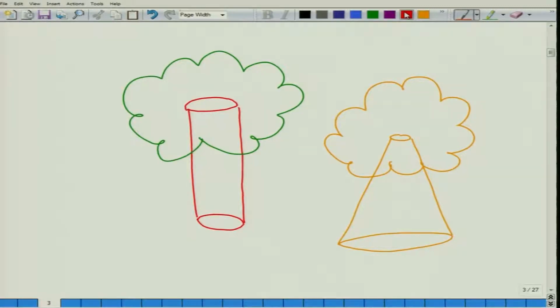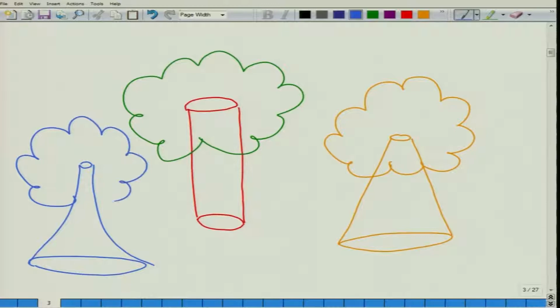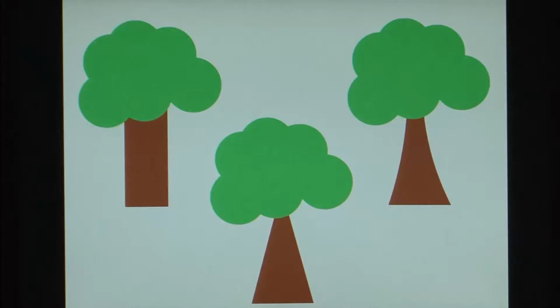Or maybe some other shape, say a shape like this, the frustum of a paraboloid, that could describe the shape of a tree. So, which one of these is the best description of a tree shape? Is it cylindrical, is it conical, or is it maybe in some other shape? How can we figure out the shape of a tree? We do this by plotting its diameter at various points.